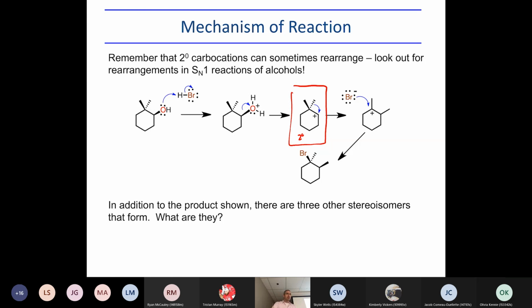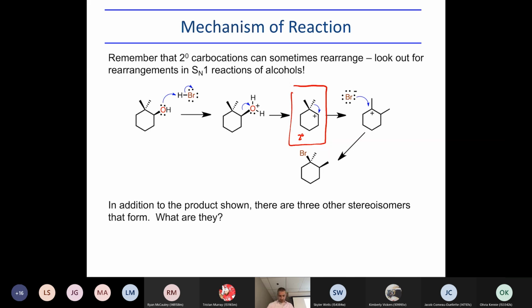Secondary carbocations are the ones you have to watch out for. If the carbocation was tertiary, you can forget about it. They're not going to rearrange. Generally speaking, tertiary won't rearrange because it's already as stable as it can be. It's already tertiary. Secondaries, though, will rearrange if that can make them tertiary.